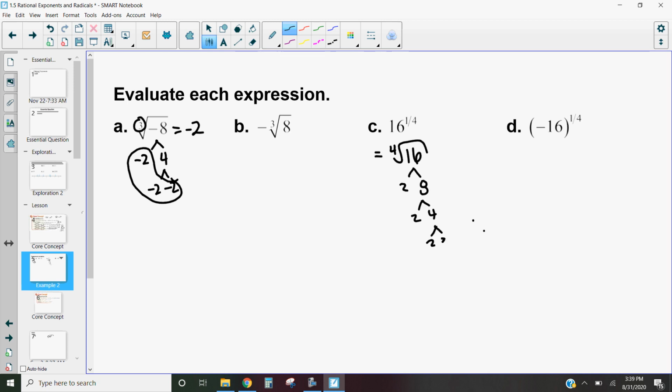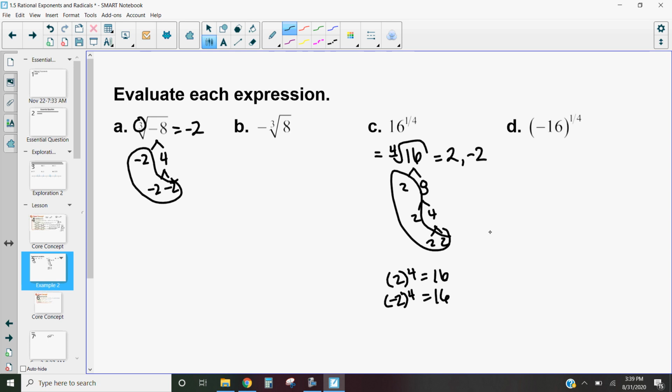I can break it down, and I can see that the 4th root of 16 equals 2. But we also found out on that last page, if this 4 is an even number, which 4 is, we actually have 2 solutions, 2 and -2. And I challenge you to check that out. 2 to the 4th, well, that equals 16. And -2 to the 4th, well, that's also going to give us 16.